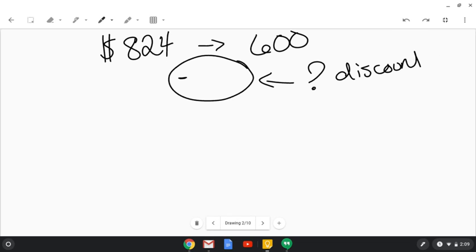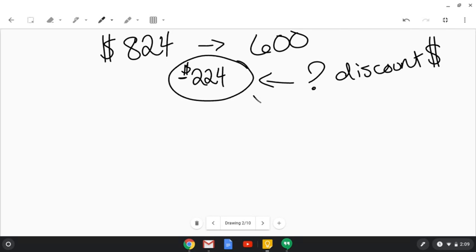I shouldn't have put a percentage sign. That should be a money sign. How much money was taken off? Okay, so you're thinking to yourself, what's the difference between $824 and $600? So $224 was taken off. That's the actual amount of money that was taken off of the original price.